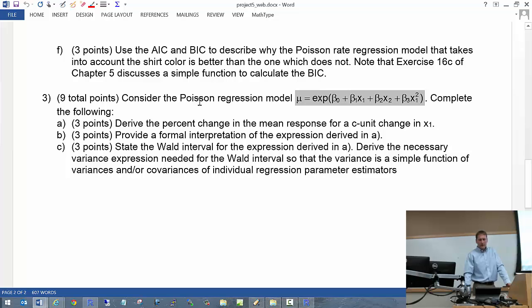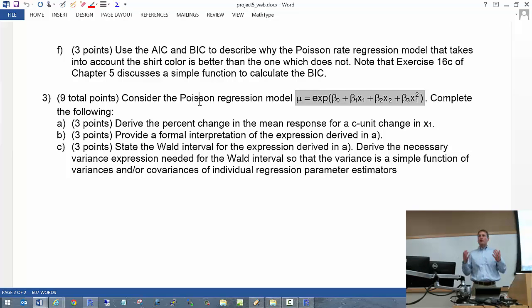Problem number 3 is like a problem I've given you in the past, which was more so with odds ratios. Here you're now working with the percentage change. Let's say we have a particular Poisson regression model that has 2 explanatory variables, x1 and x2, but also notice there's an x1 squared. What I would like you to do is derive the PC, the percent change in the mean response for a C unit change in x1. Come up with a formal interpretation of it, and then tell me what the Wald interval would be for that corresponding expression. Okay? So that's project number 3. Are there any questions?